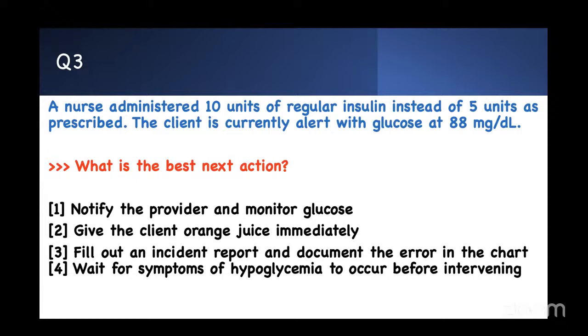So for this one, you notify the provider and monitor the glucose. You should not give them insulin or orange juice, because the glucose is 88. There's no need for that. Filing an incident report is okay, but documenting the error in the chart is wrong. You should not do that. Waiting for symptoms of hypoglycemia to occur is bad. The number one thing you do in a medication error is assess the patient. So for this one, A is the right answer. Notify the provider because he may give you more orders. You can monitor the patient.